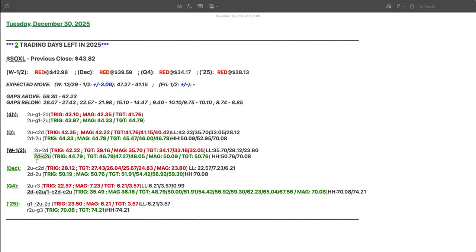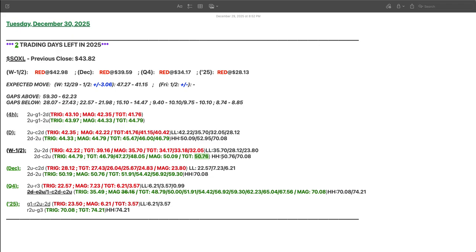We talked about the downside, but to the upside, we would trigger a 2 down combo 2 up at 44.79 with a magnitude of 50.09. And because it is such a big move, we've got our intermediate targets listed for you here. And if we do reach that 50.09, we do have one more extended target of 50.76, which would give us the higher high on the month time frame, which is really what we would be looking for, locking in November as not only a higher low, but getting the higher high on the month before it ends.